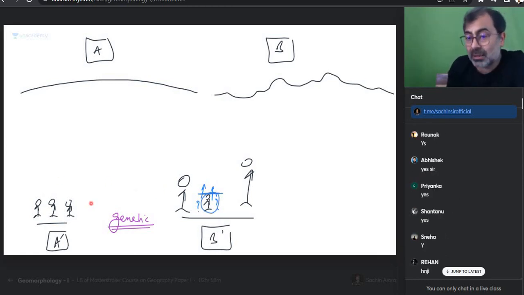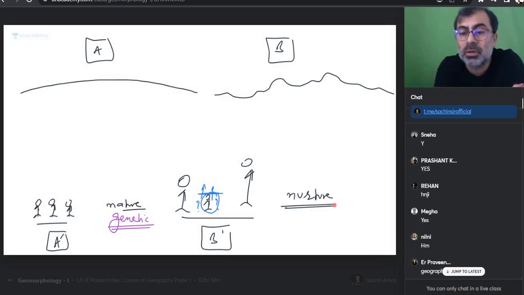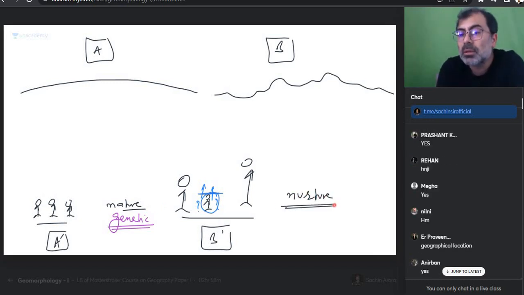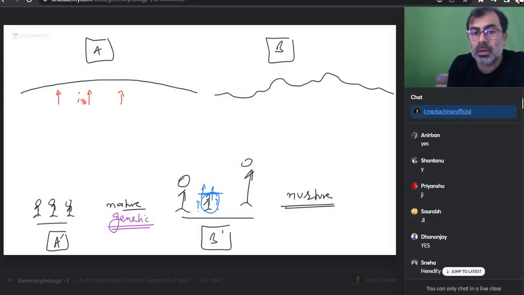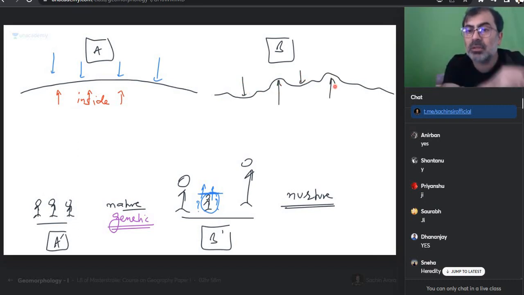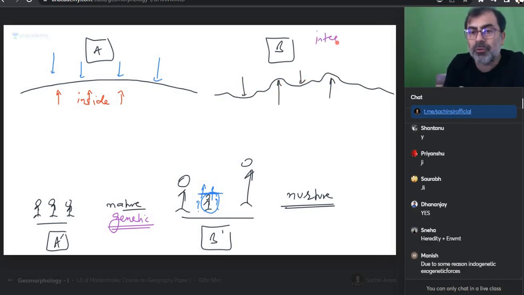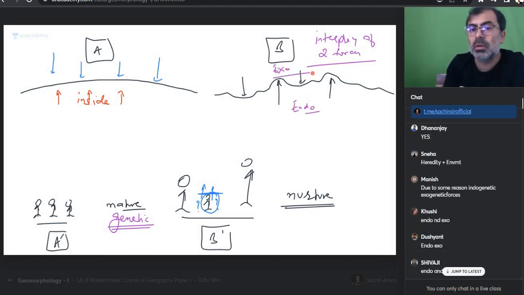So can I say it is not just genetic, it is not just your nature, but also your nurture, the country you were born in, geographical location. Does it make a difference or not? Thank you. You were all logical. There are certain things which are operating inside the earth. There are certain things which are operating from outside the earth at any given point in time. At any given point in time, the surface of earth is an interplay of two forces. What forces? अंदर से जो आ रही है उनको एंडोजेनेटिक, बाहर से जो आ रही है उनको एक्सोजेनेटिक.